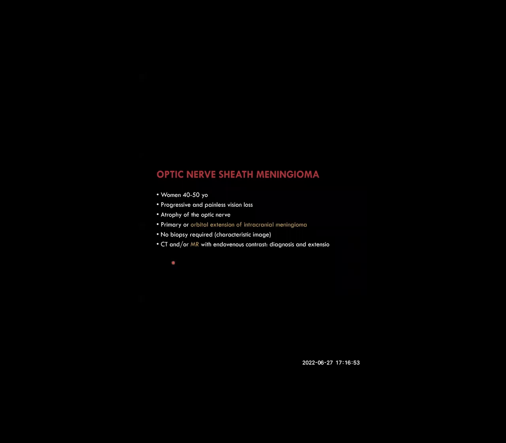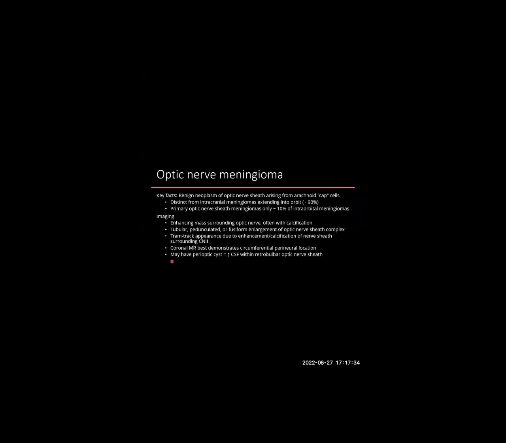Optic nerve sheath meningioma is more common in women 40 to 50 years old, with progressive painless vision loss and atrophy of the optic nerve. It's primary or orbital extension of an intracranial meningioma, no biopsy required. Characteristic imaging, CT and MRI with intravenous contrast, is important for diagnosis and extension. Don't forget meningioma in the optic nerve, the tram track sign. If it extends from the brain or any other structures, don't forget to check the bone, the margins of the orbit.